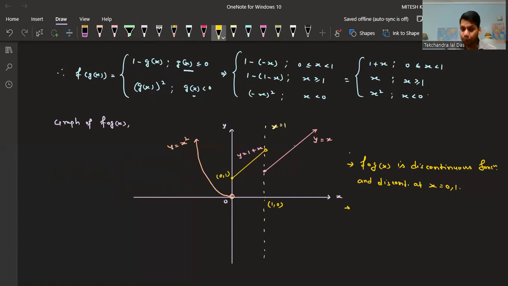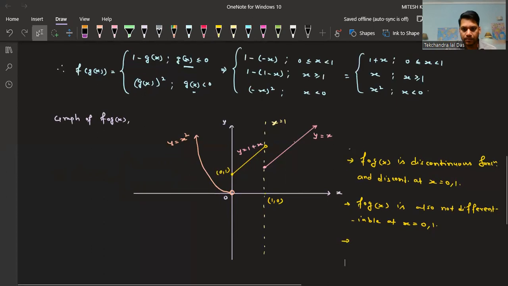Okay, at these points. So we can write here, f composite g x is also not differentiable at x equal to 0 comma 1. In another way we can say f composite g is always differentiable except x equal to 0 or 1. Understood?